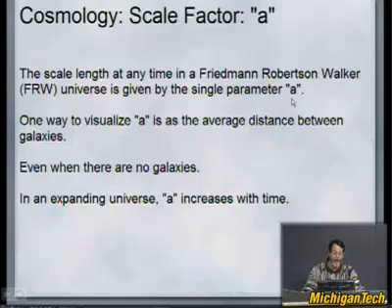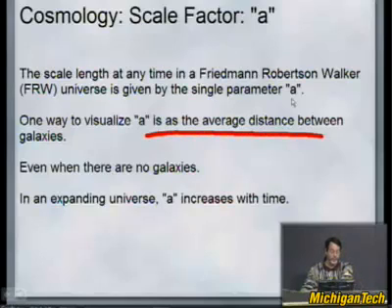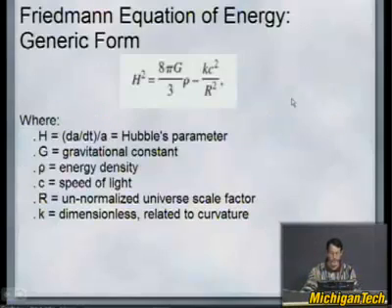Back to the scale factor A. As I said before, a good way to visualize A is the average distance between galaxies, even when there are no galaxies. So in the expanding universe, A is continually increasing in time. If the universe has a higher average density than flat, the universe may one day stop and recontract on itself. In that case, you would have not an expanding universe, but a contracting universe, at which point there could be something called a big crunch at the end. And we'll get to that too. But currently, the universe is expanding, so we consider that A increases with time.